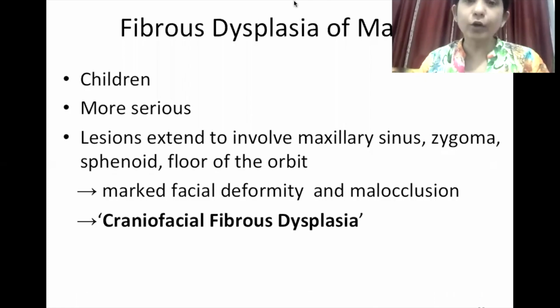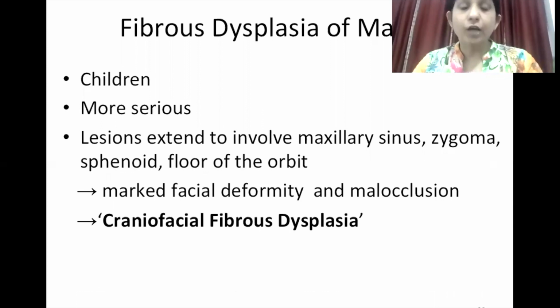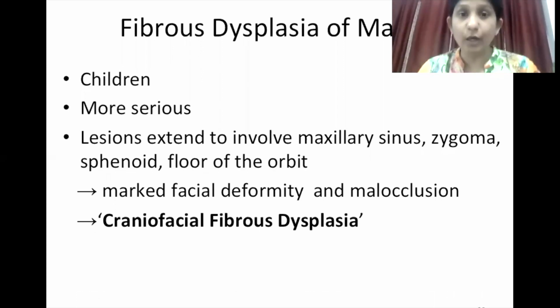Then coming on to fibrous dysplasia of the maxilla. This is seen in children and it's more serious. The lesion is more risky because the maxilla is in continuation with your skull bone. That is important because the skull bone has the brain and other vital organs. So it's very important to know that anything which affects the maxilla and goes on to the skull bone can be dangerous. So it's more serious.